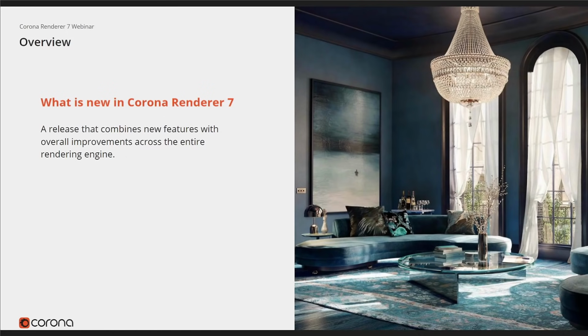If we're talking about specific feature sets, then we need to start by talking about a completely new physical material that you may find in Corona Renderer 7. This new material is called the new physical material, and we designed it to make your material creation process easier, but also to make your materials look even better, because there are a lot of under the hood changes so that the realism is even greater.